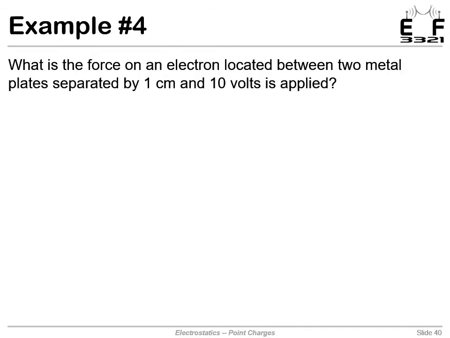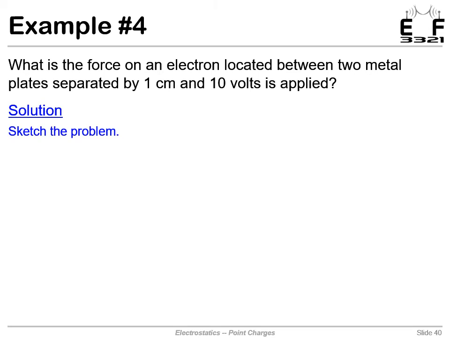So as an example, suppose there's an electron between two metal plates. The metal plates are separated by 1 centimeter. We apply 10 volts, and this is in a vacuum, but there happens to be one electron floating somewhere between those plates. What force does that voltage put on that electron?